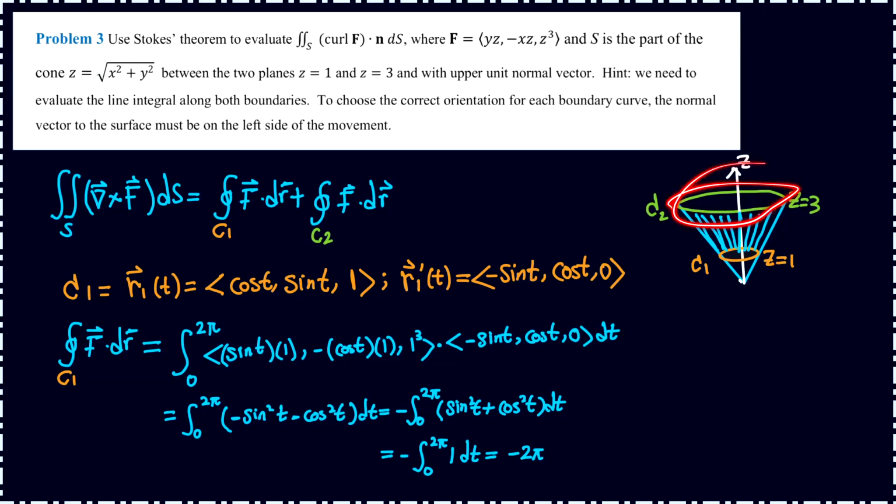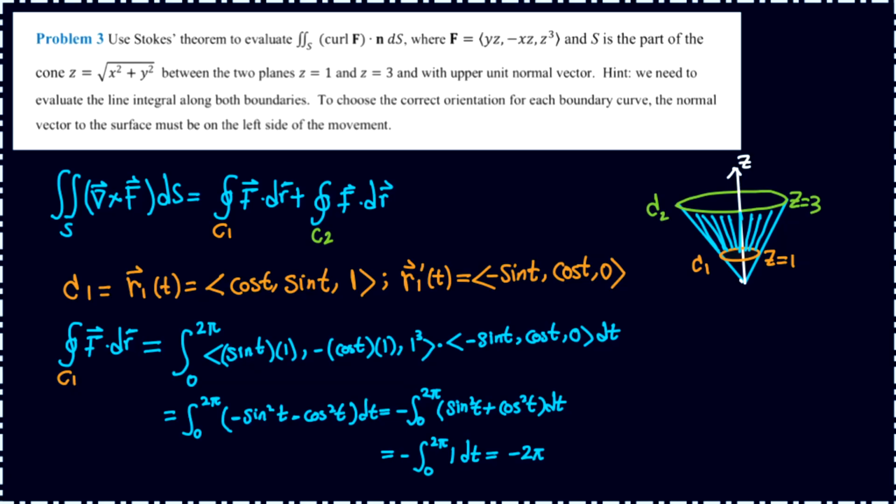Okay, for the second integral, let's look at the second integral, which has to do with C2. For C2, z is 3. So to get the intersection of the cone and the plane z equals 3, I will get a circle of radius 3, because x squared plus y squared, you square 3, you get 9. The radius is really 3.